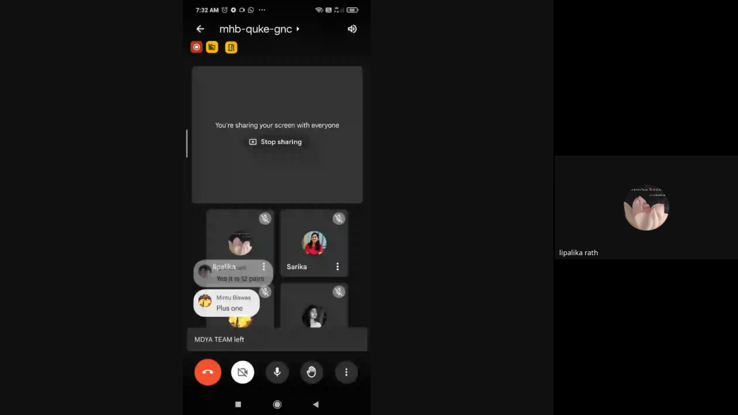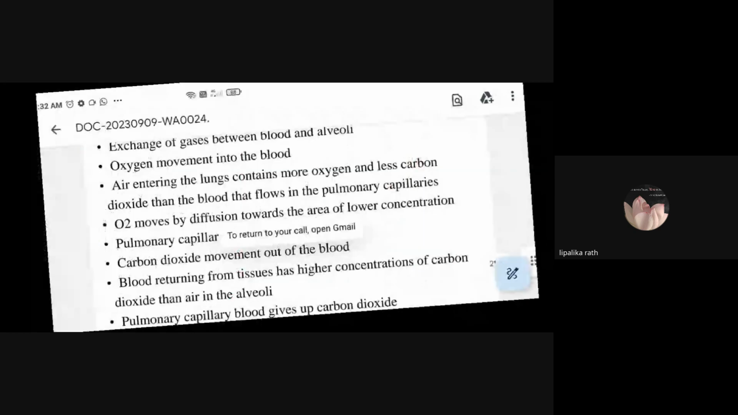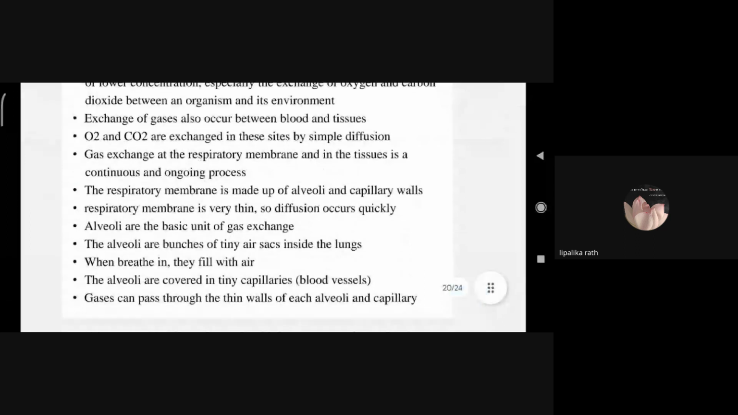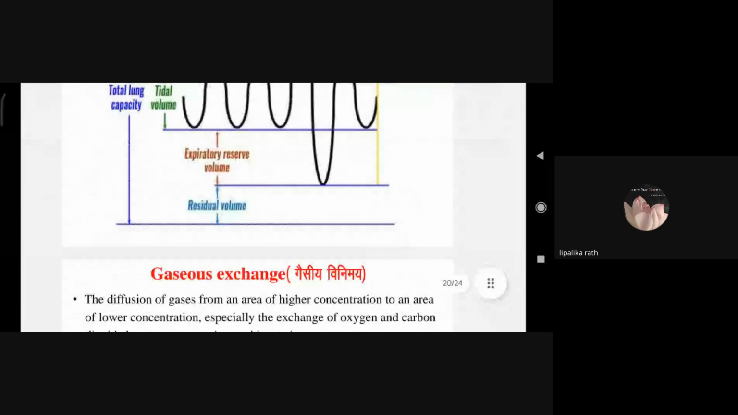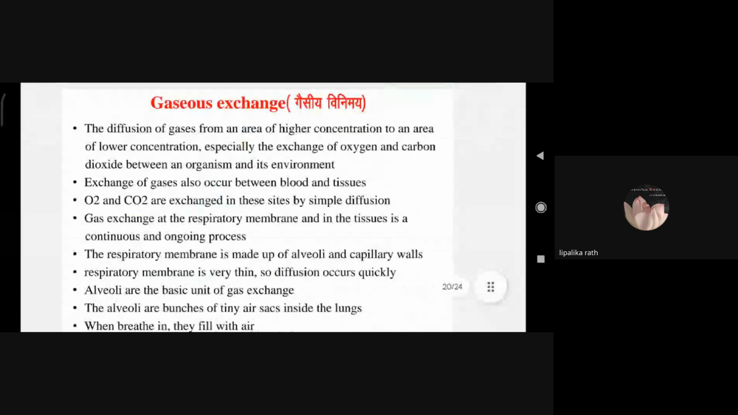So, we will do gaseous exchange here. We have done this graph, right? So today we will start from gaseous exchange. It is the diffusion of gases from an area of higher concentration to an area of lower concentration, especially the exchange of oxygen and carbon dioxide between an organism and its environment.